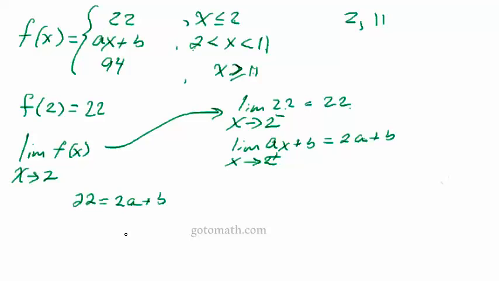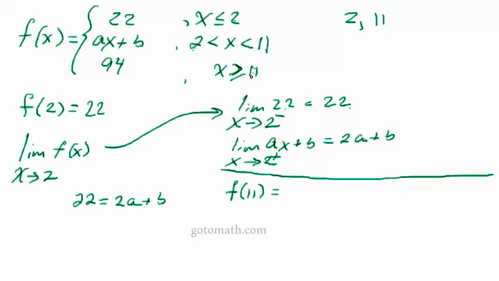All right, since we have 2 unknowns, we're going to need another equation. And we're going to get that by looking at where they join up at 11 now. So I'm going to draw a line right there. And let's now say if we had f of 11, what is that going to be equal to?